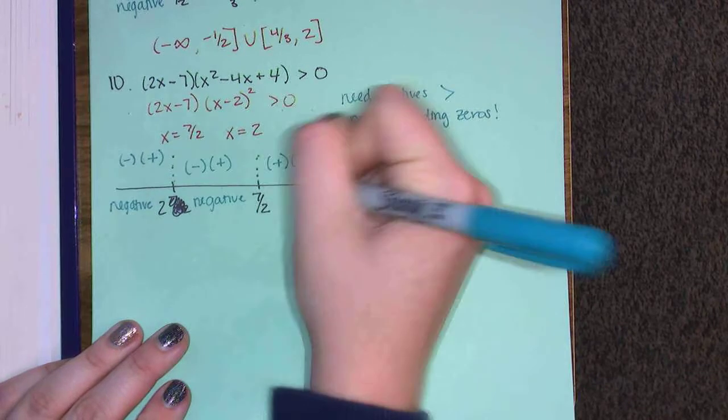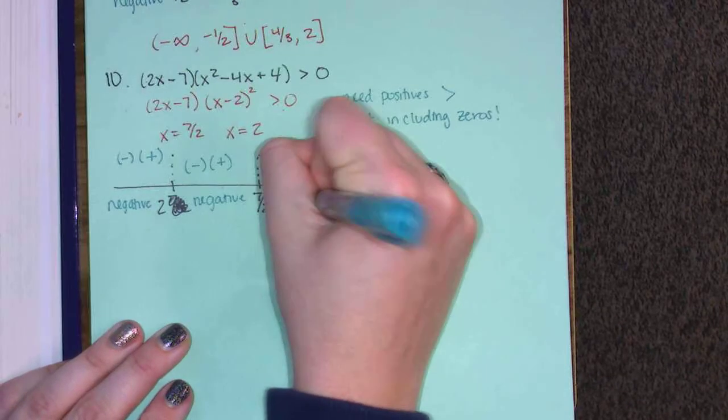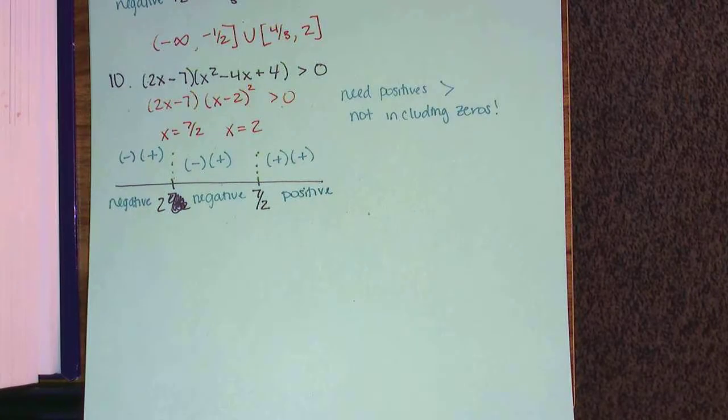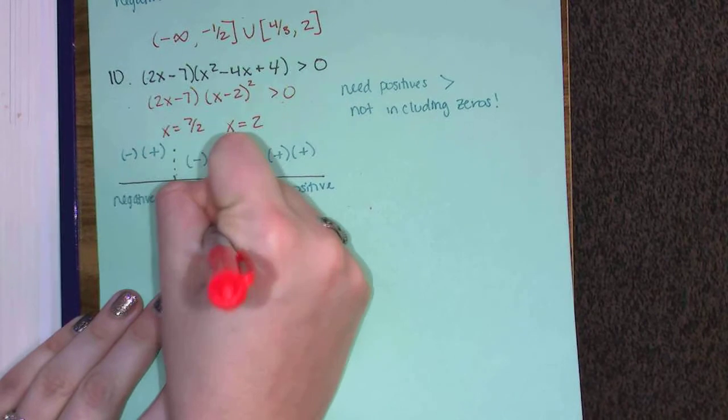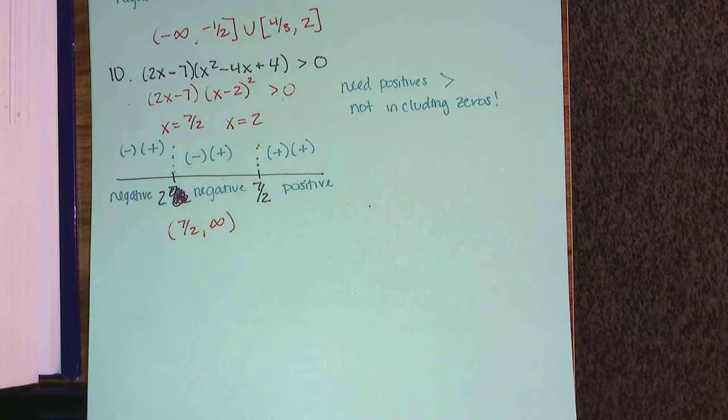Positive, positive. So where is my range that makes this true? Okay, and it's in parentheses because it's just greater than. Okay, so that's where the positive values are.